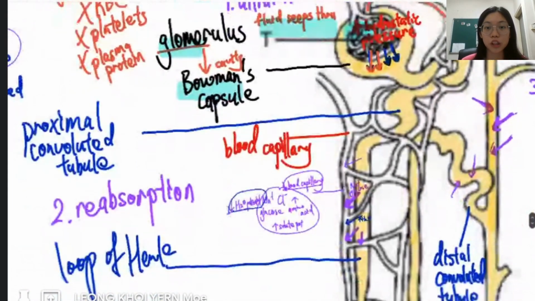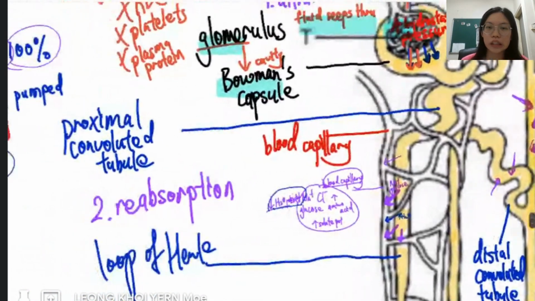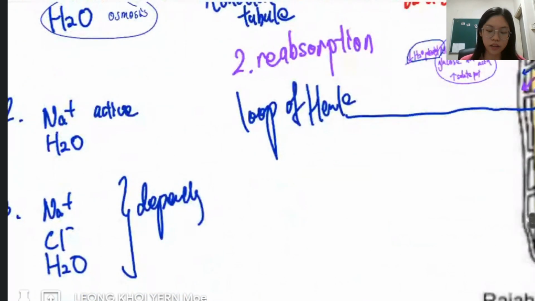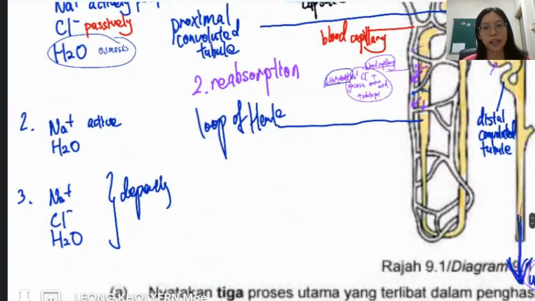Then followed by the reabsorption process. Most importantly, these five things happen in the proximal convoluted tubule: 100% of glucose and amino acids are reabsorbed, because you need them. Then sodium ions are reabsorbed actively, and chloride ions passively. Because of the difference in water potential, that leads to reabsorption of water via osmosis. Then in the loop of Henle, sodium ions are reabsorbed actively, and then water by osmosis.